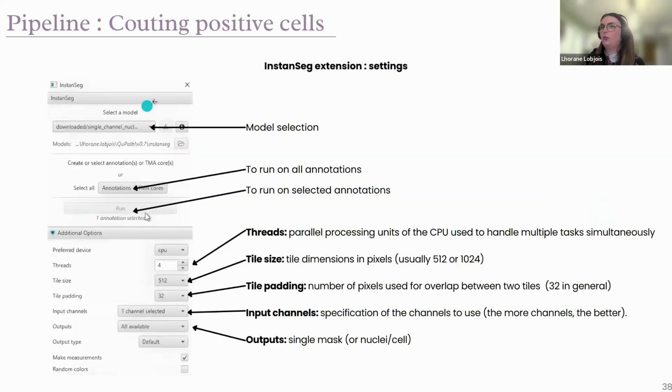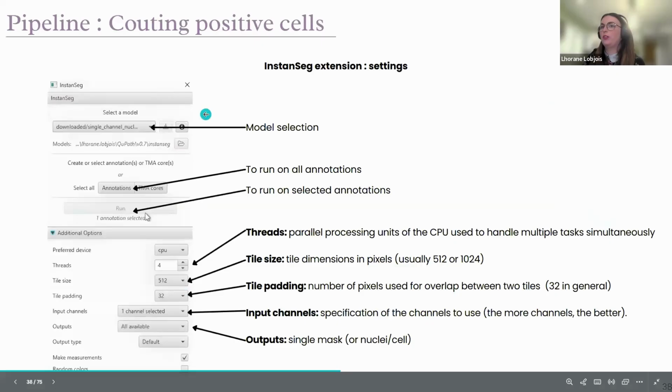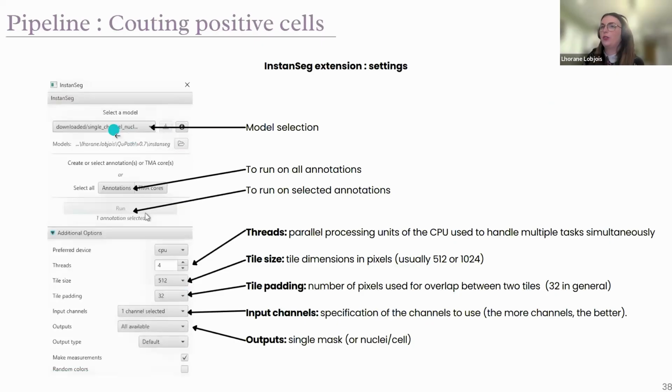When you run InstanceSeg, you will have this window with a lot of settings. The first one is to choose the model you would like to use. At this time, there are 3: one for bright field, one for fluorescence, and one for single channel. You can run on all annotations in the image or only on the selected one or more. You can adjust these settings, so thread, tile size, and tile padding, depending on your PC. If you have a PC with a slow configuration, you can reduce that. If you have a big PC, you can increase that.